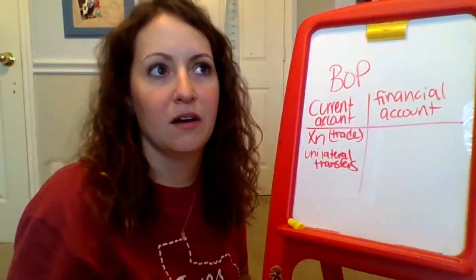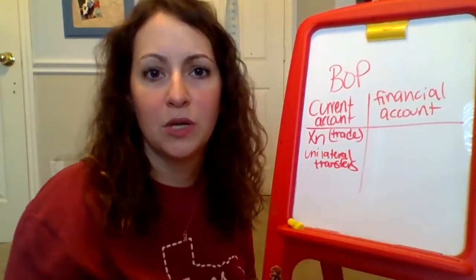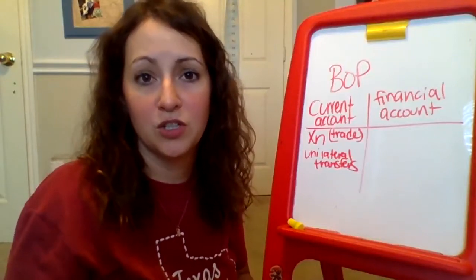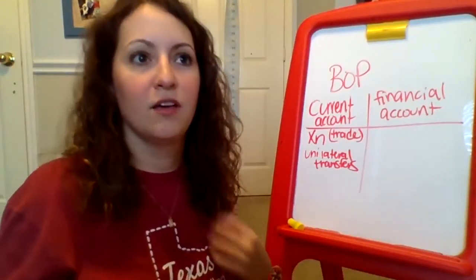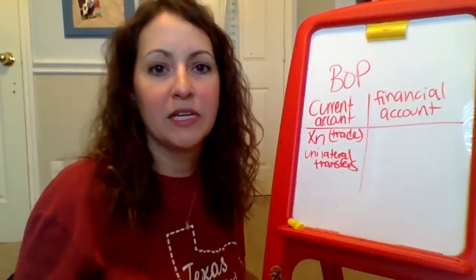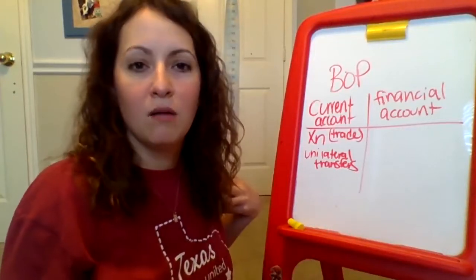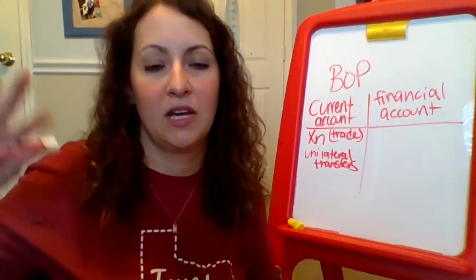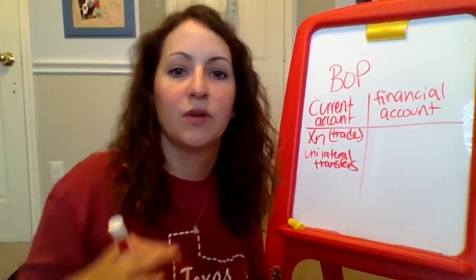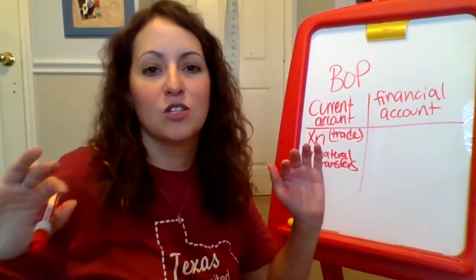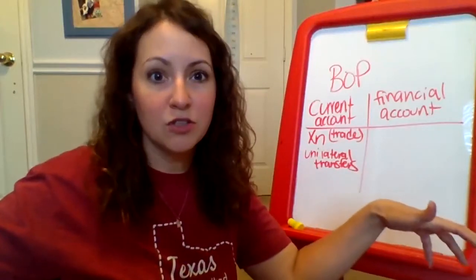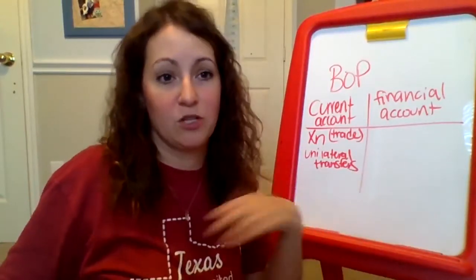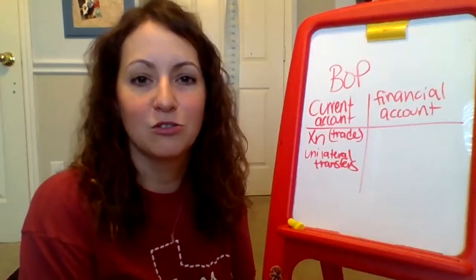If you were to send aid to another country, or if you were to just send money home, like if the Taylor family sends money to relatives that live in Mexico, Austria, or Cuba, we're not buying anything from them. We're just sending money. That would be a unilateral transfer.